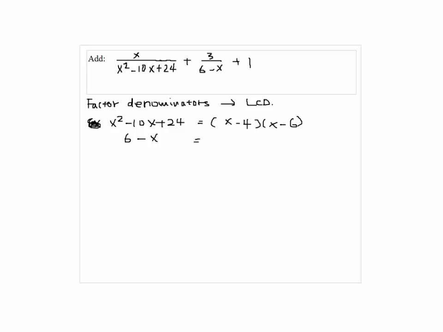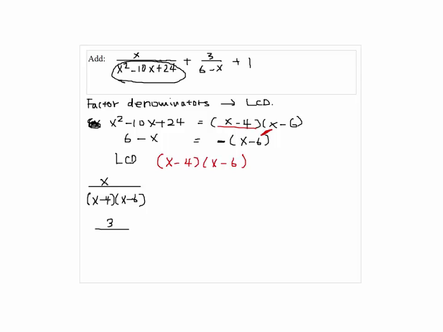And the second one, 6 minus x, could be factored as negative times x minus 6, where I factored out negative 1. So the LCD here will be x minus 4 and x minus 6. So x minus 4 times x minus 6 will be the LCD. So we're going to rewrite each fraction in terms of the LCD. So x over x minus 4 times x minus 6, which is the first fraction, and 3 over negative x minus 6, this is the second fraction, and then 1.